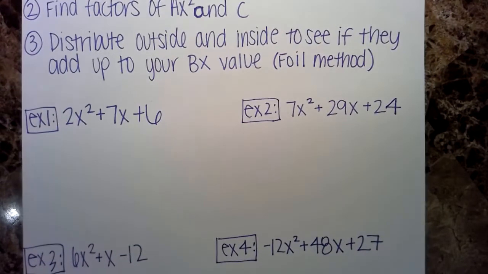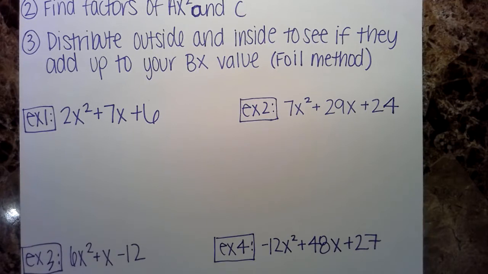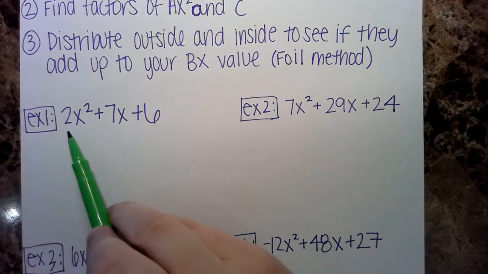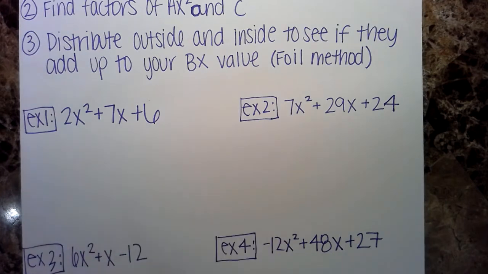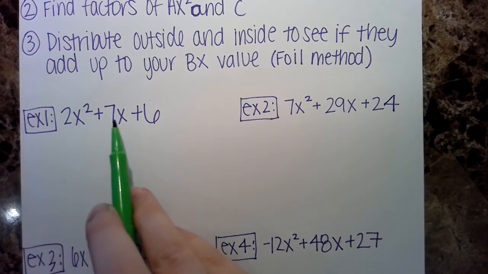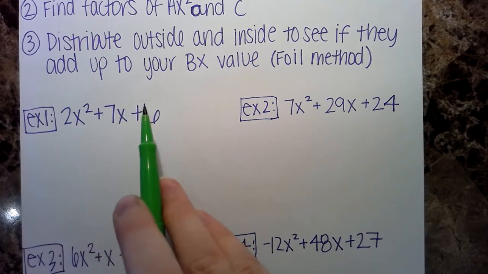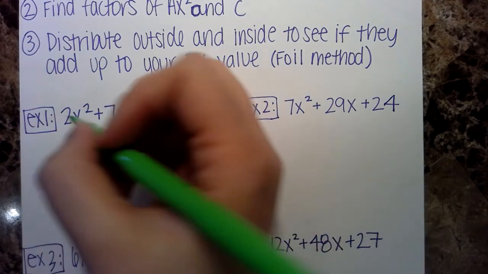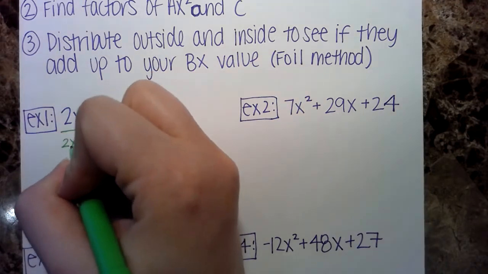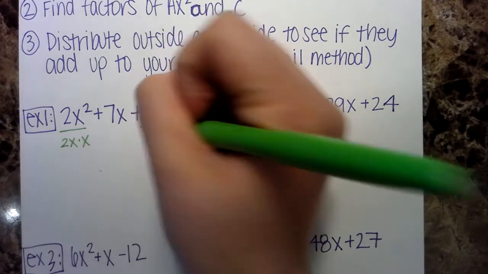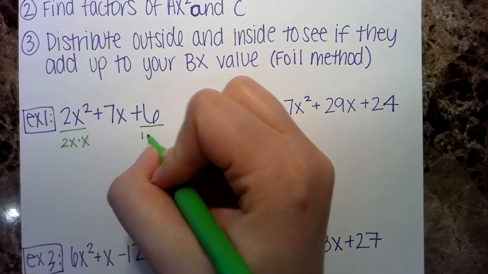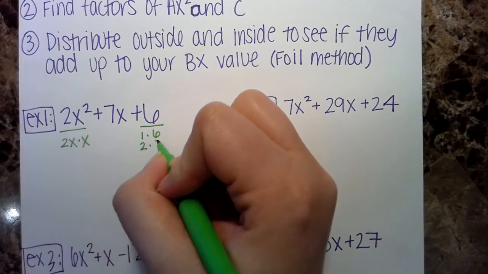So in the first example, we're going to do the same types of steps. We're going to find the factors of our a values, and the factors of our c values. In this one, you do not have to factor out a GCF because 2, 7, and 6 don't have anything in common. This one has 2 x's, this one has 1, and this one has 0, so there are no variables to take out. So I'm going to find the factors of 2x squared, that's 2x and x. I'm going to find the factors of 6, so I have 1 times 6 and 2 times 3.